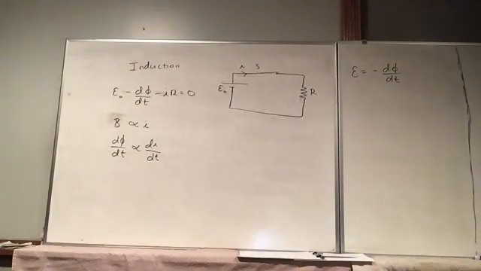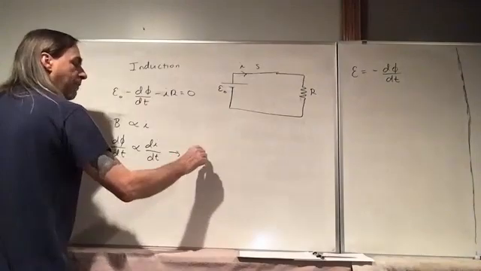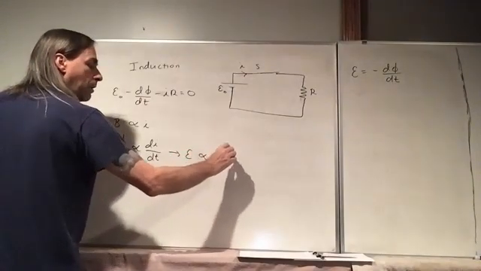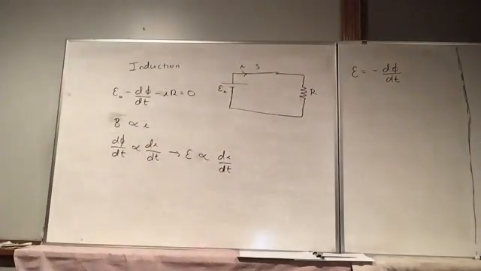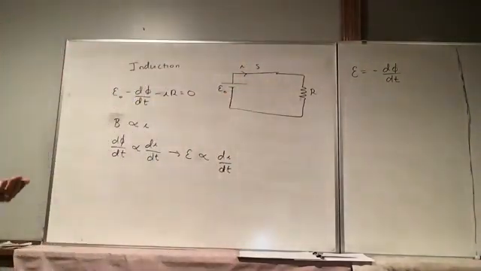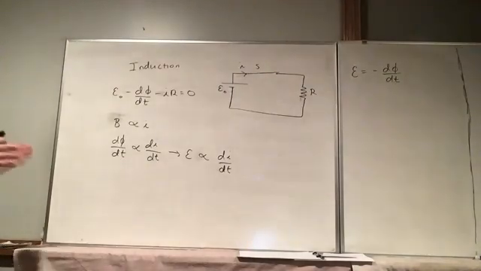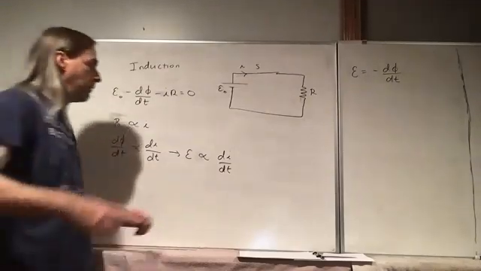And d phi dt is the EMF. So the EMF is proportional to the rate of change of current. That just makes sense: if the current is changing very rapidly, you'd have a rapidly changing magnetic field, rapidly changing flux, and a large EMF. To turn a proportionality relation into an equation, we have to introduce a constant, and we call that L for self-inductance.